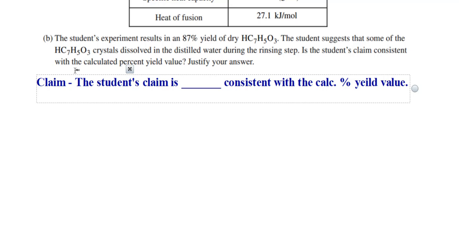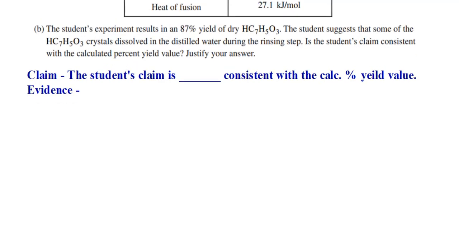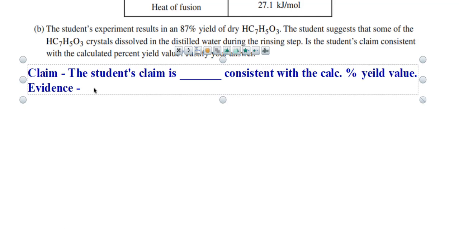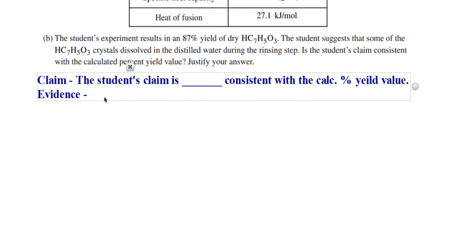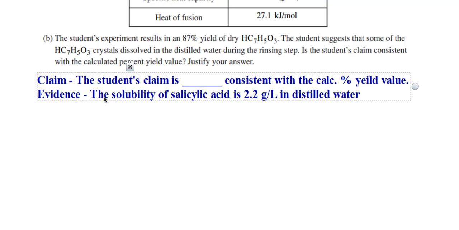Okay? Now, when we go to the evidence, let's go to some evidence here. Well, some evidence is, you can see up in my table, it says the solubility is 2.2 grams per liter. That is really great evidence, okay? Really great evidence. And so you can see the evidence is that the solubility of salicylic acid is 2.2 grams per liter in distilled water. That is the evidence.